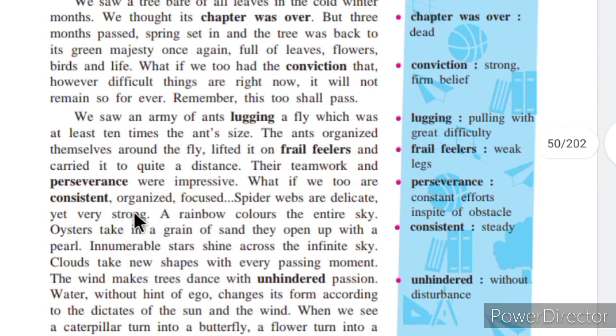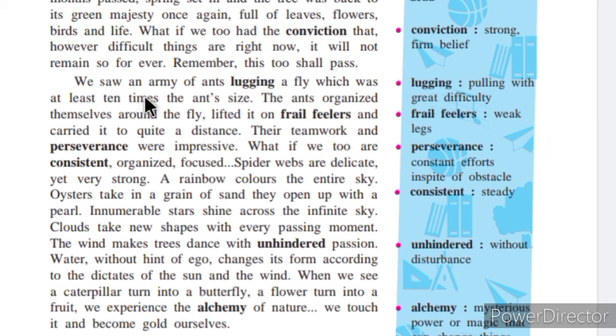Now let's go forward. We saw an army of ants lugging a fly which was at least 10 times the ant's size. The ants organized themselves around the fly, lifted it on frail feelers. Frail feelers means weak legs, and carried it quite a distance. Their teamwork and perseverance were impressive. Perseverance means constant efforts in spite of obstacles. So now the next example is of ants.